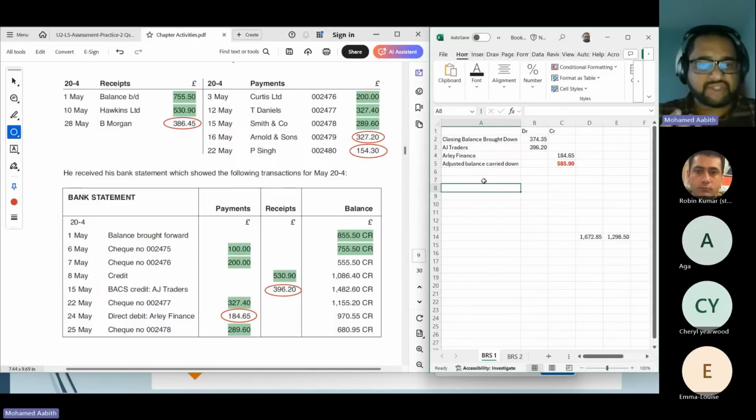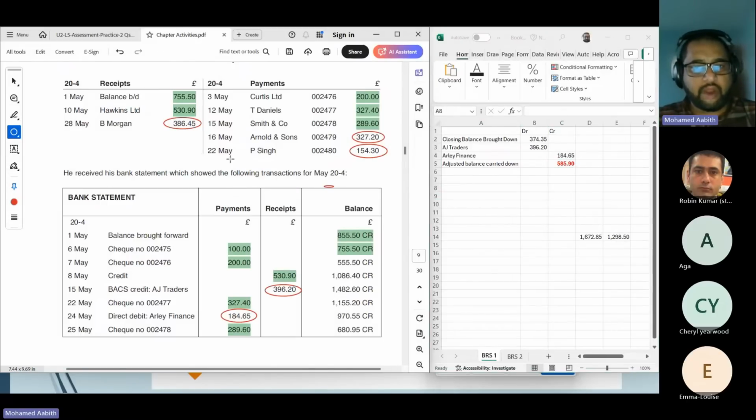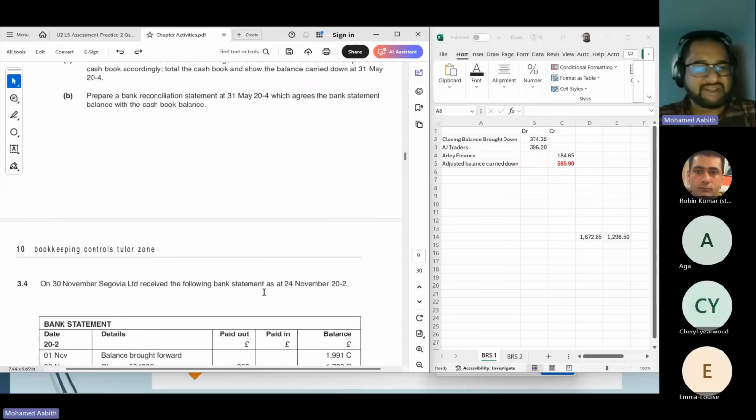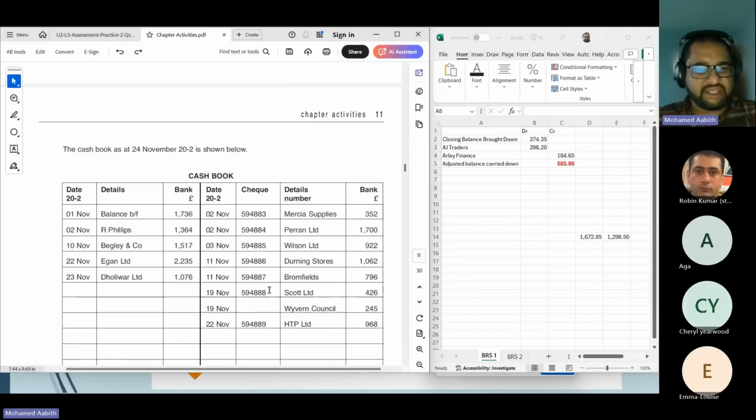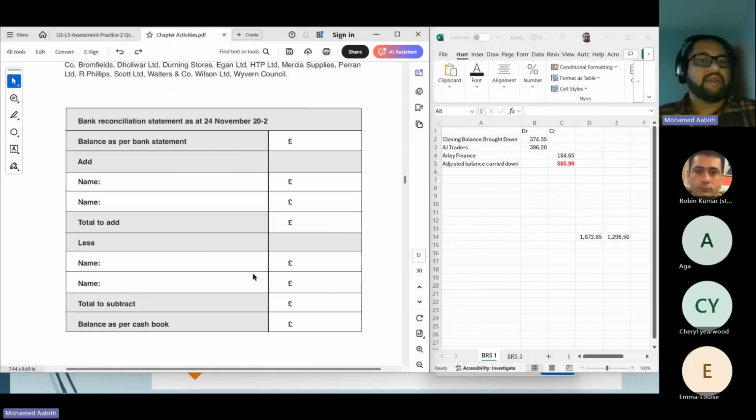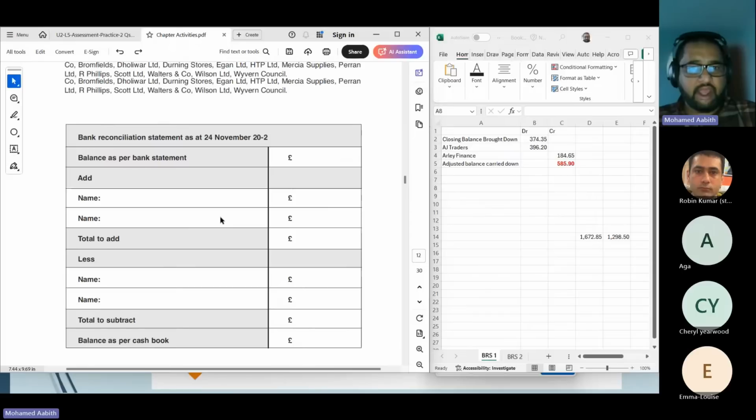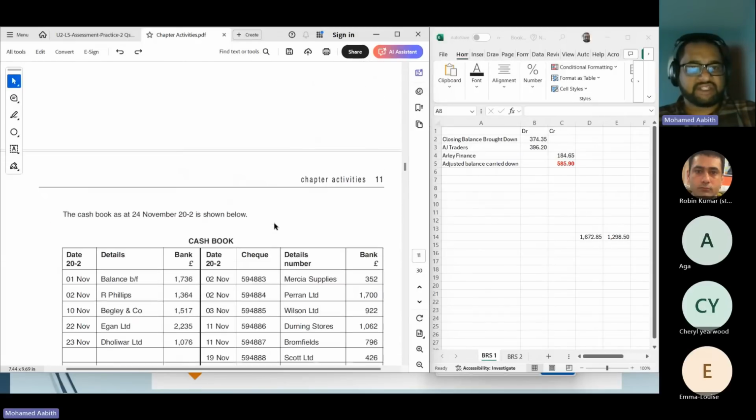So the BRS will look this way. If I go down here, Control Z, okay, that one. The bank reconciliation statement will look like this. Let me see where it is. There you go. This is how a bank reconciliation statement will look. So let's do this for this scenario as my bank reconciliation statement.